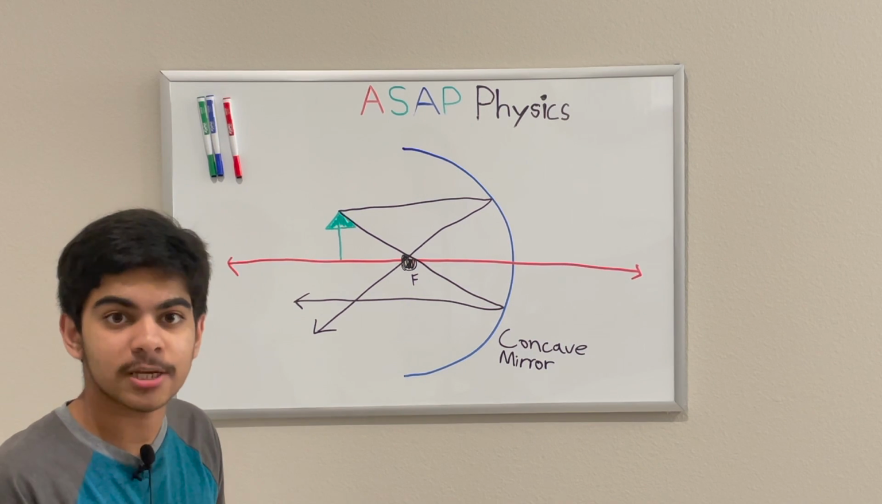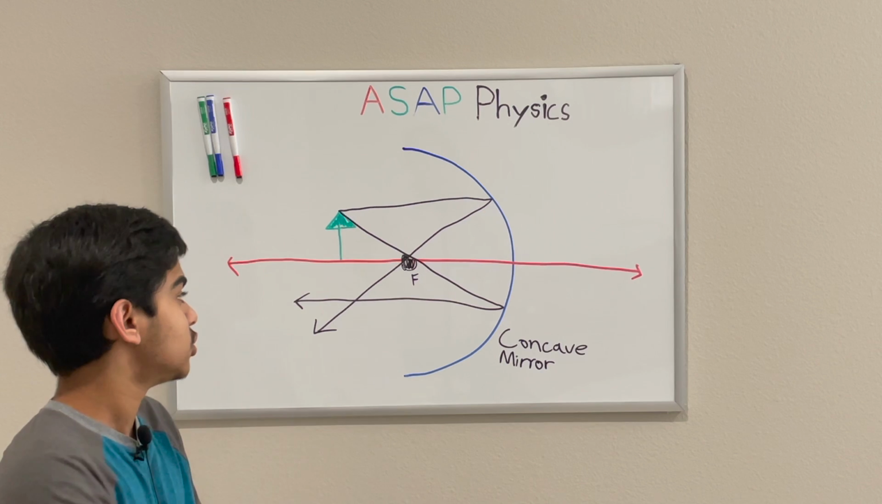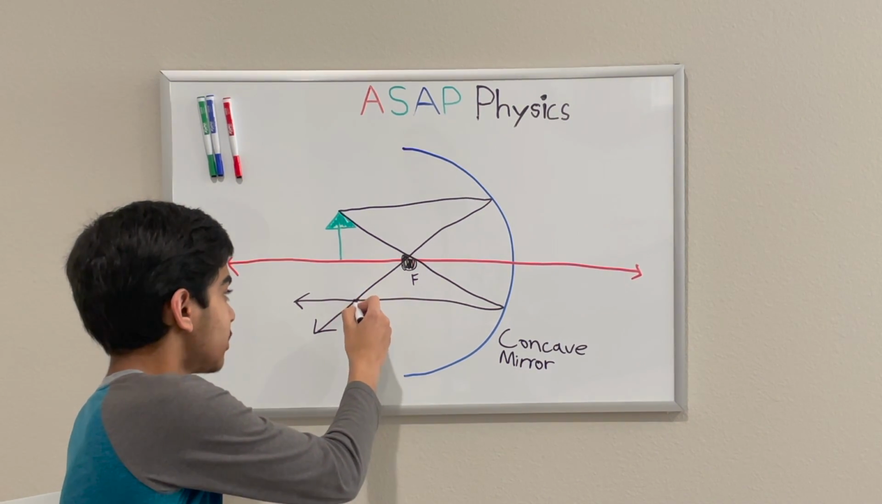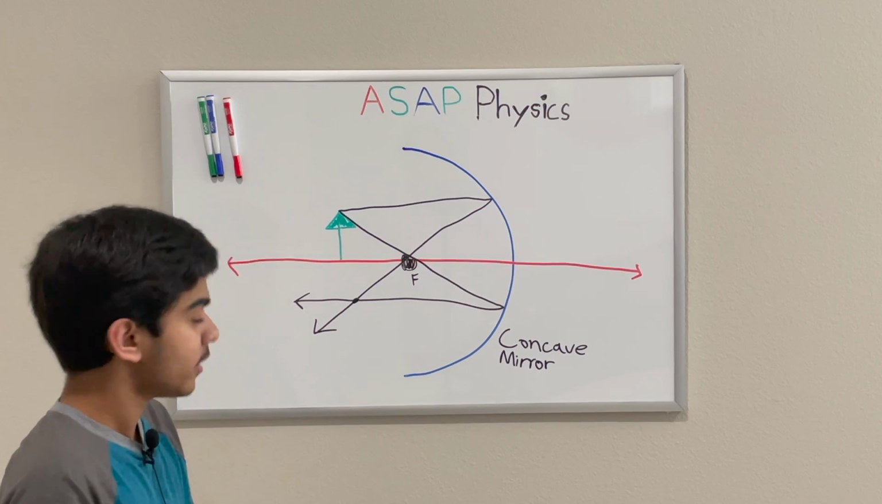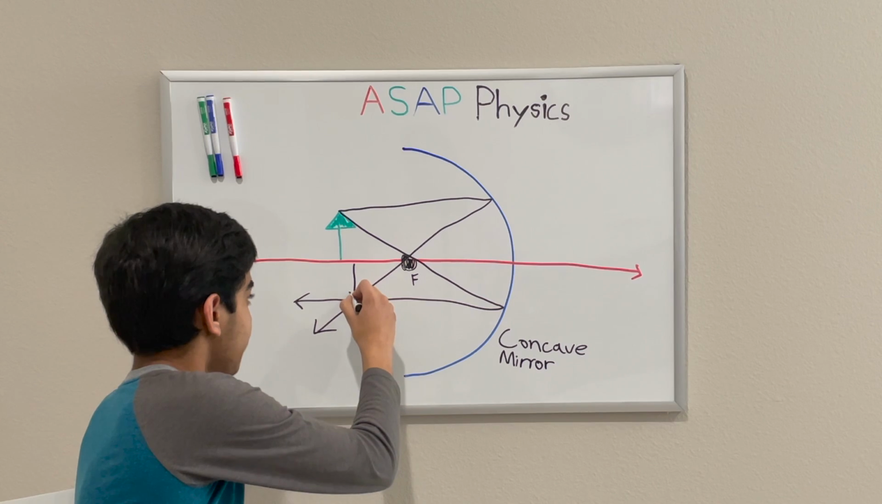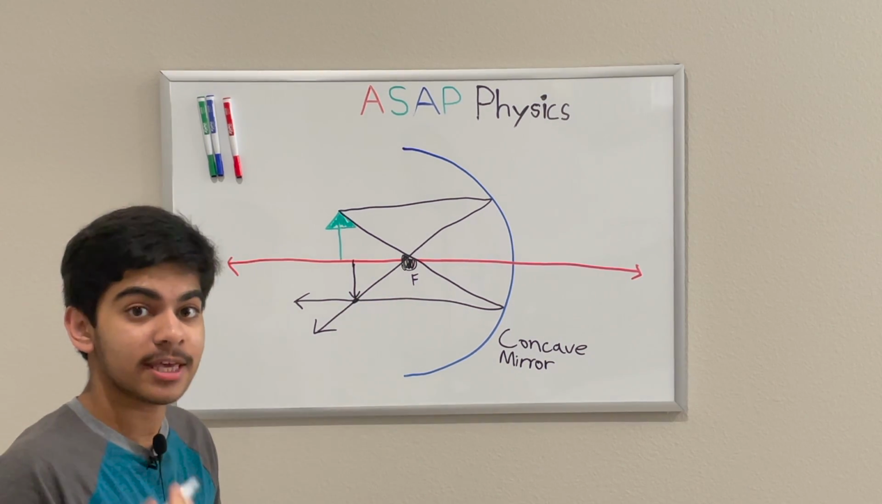Now, the final step is finding the image. Well, this is pretty simple. To figure out the image, you just have to figure out where the two rays intersect. As you can see, this is where the two rays intersect. Therefore, in order to figure out the image, we just make an arrow going towards the point. So as you can see, we have just found a real image of the object.